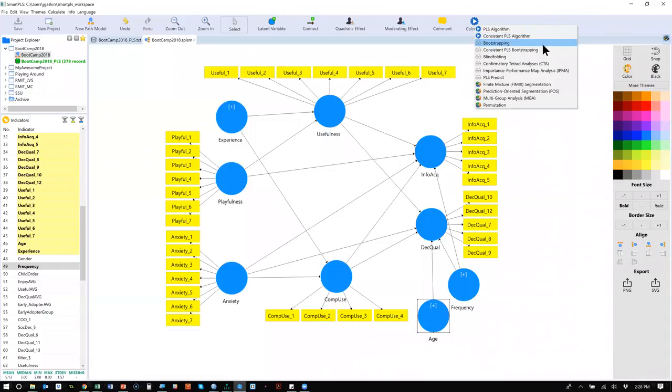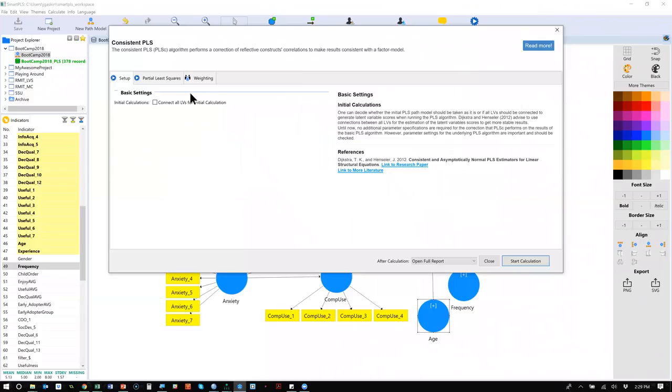But if you have all reflective, just run the consistent algorithm. There's bootstrapping PLS or a consistent bootstrapping PLS. We're not going to use blindfolding or CTA or that one or that one. Later we're going to run the multi-group analysis though. It has a bunch of other stuff that's well beyond the scope of this workshop, but you can learn more about those if you just click on them. There's actually info on how to use them and what they're for. So this time we have all reflective factors, so just hit consistent PLS algorithm. And there are some options for it that pop up.